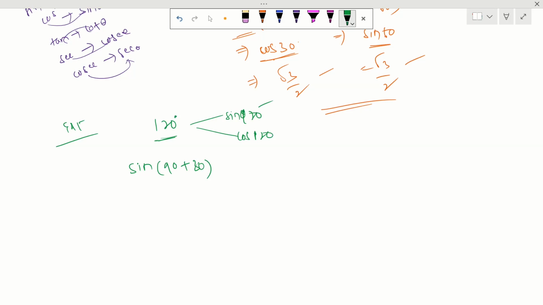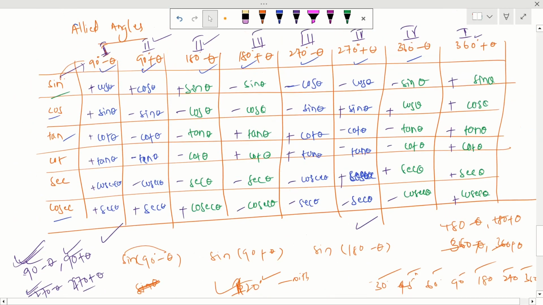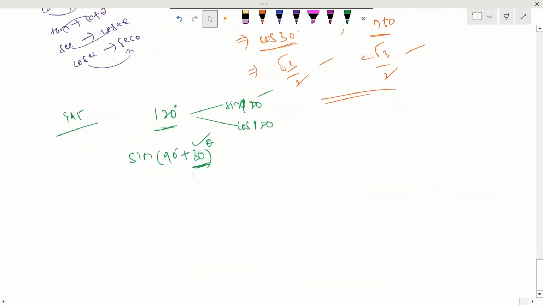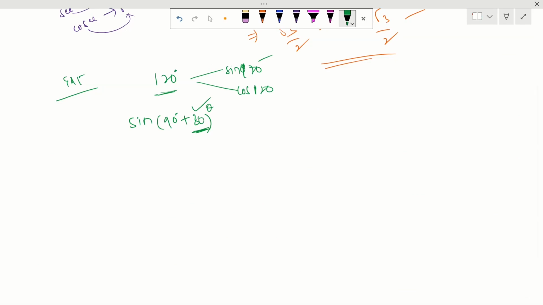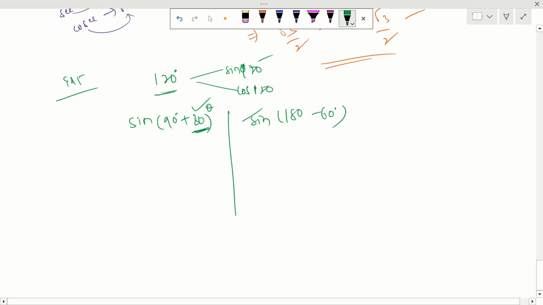90 plus 30 is what? So here the theta value is 30 degree. The second value is theta, right? So as this is in the form sine of 90 plus theta, okay, 90 plus 30 we can write, or also we can write 180 minus 60. 180 minus 60 is what? 120. 90 plus 30 is what? 120. So in both cases the values are the same. Either you can write this or this, but the value will be the same.